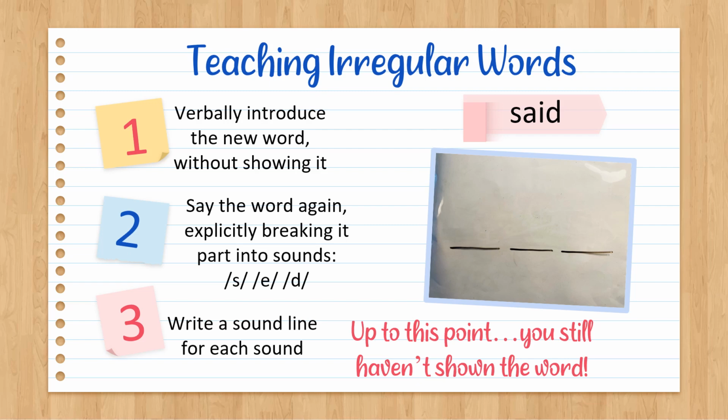Okay, everyone, repeat after me. Said. Now let's break that word apart. I hear s, eh, d. You can hold up 3 fingers to visually show the 3 sounds. Then you can draw 3 lines on a whiteboard while saying each sound for each line drawn. Now up to this point, you still have not shown the word card for said.